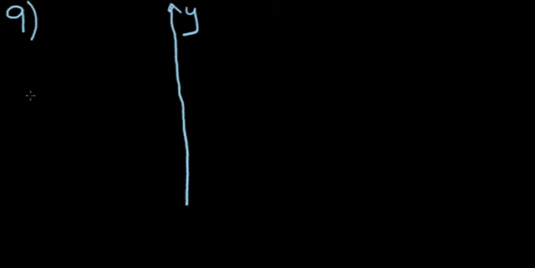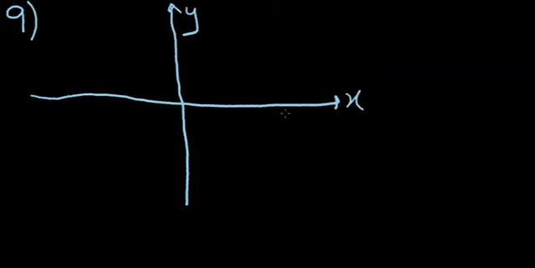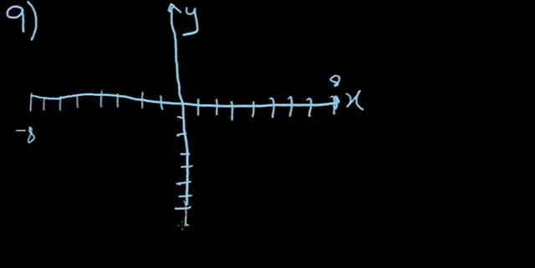So we're on number 9, and there's something looking like two parabolas and an upside down parabola. I don't know if it has an official name because I haven't gone that far. Okay, so this is the y-axis. This is the x-axis, and we have this going. This is 8. Negative 8. Same thing down here. Negative 8. So it's a graph of 8 by 8. Okay. And now we draw this.